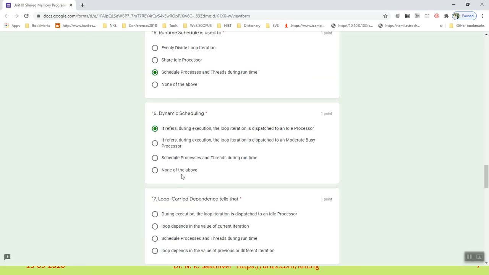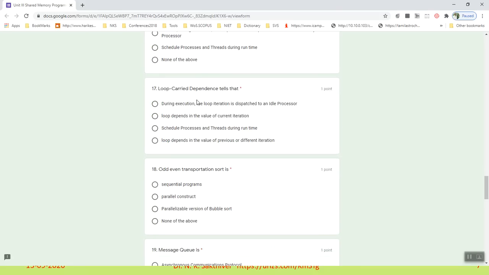Then 17th question. Loop carried dependence. Because in one loop, the previous loop's data is required. Which is the answer? The last one: the loop depends on the value of the previous or a different iteration. So loop carried dependence means a loop dependence on the value of the previous iteration or a different iteration. This is the correct answer.